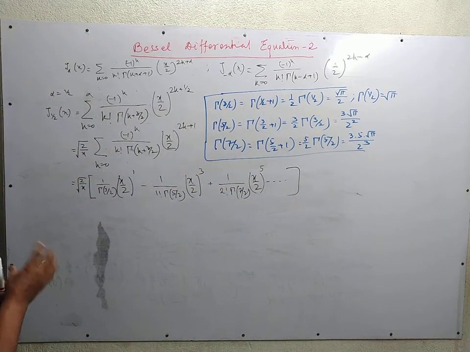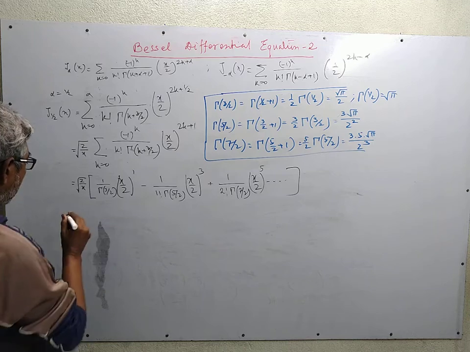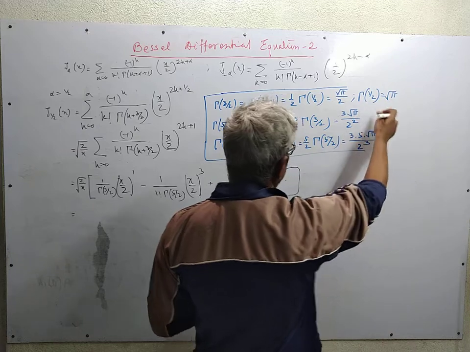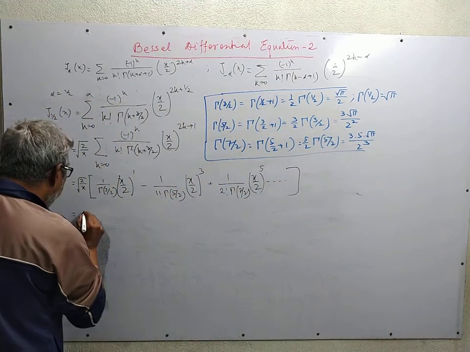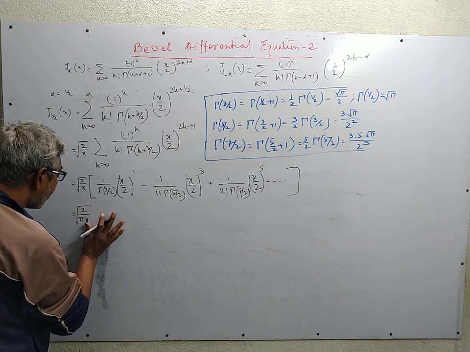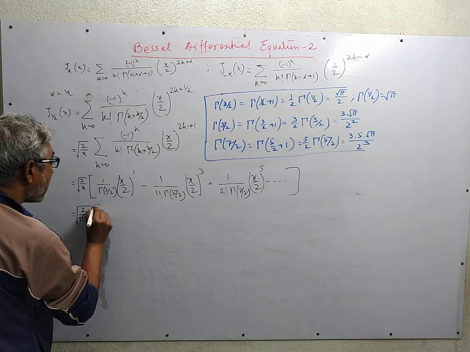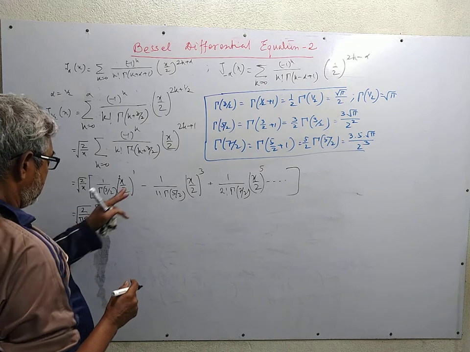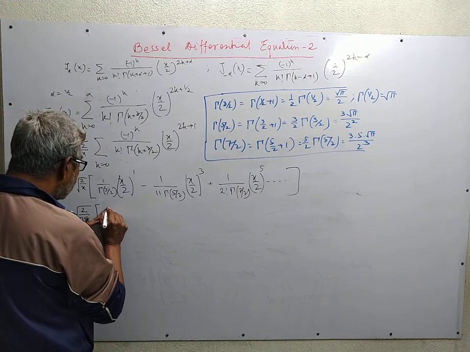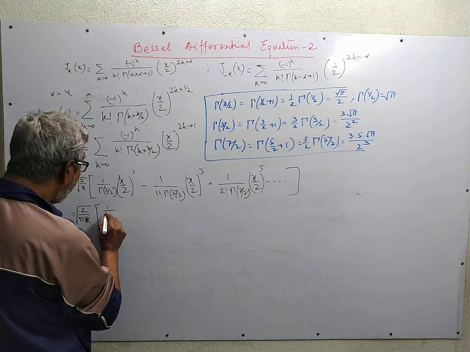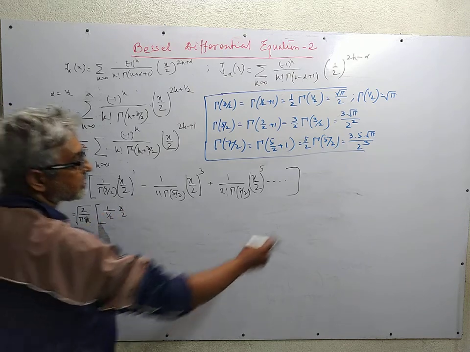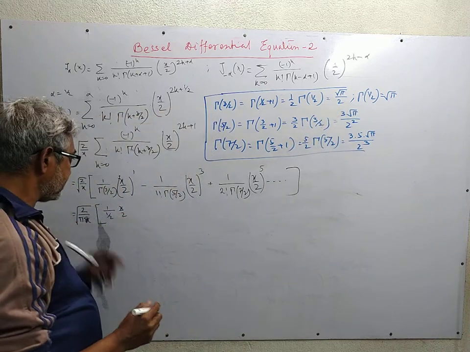So we use this here. You see that root pi appears in every term, so we take out root pi, so this is 2 upon pi x common. In the numerator we have half, and this is x by 2. This half is from here, and this is x by 2.